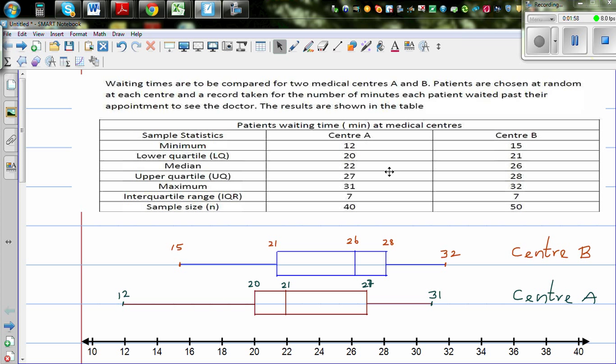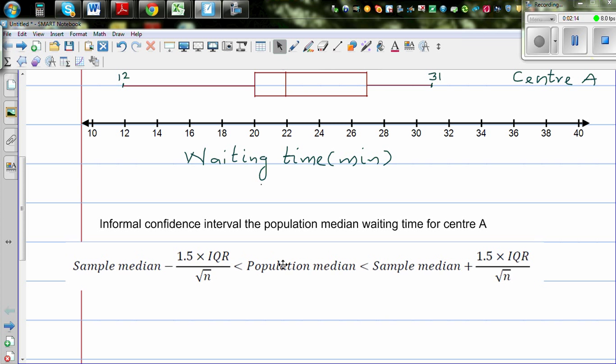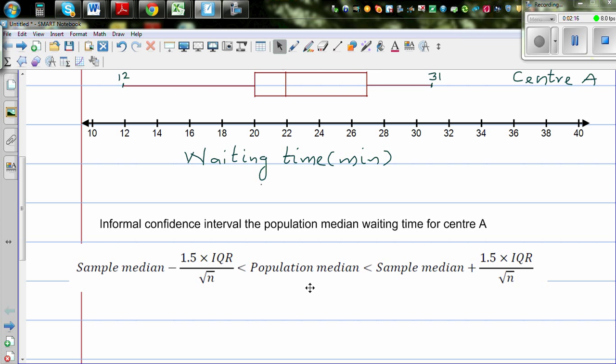We're going to answer this question: is there a significant difference in the waiting time for center A and center B? For that we need to find the informal confidence interval. This is the formula for the informal confidence interval: sample median minus 1.5 times the interquartile range over the square root of n, where n is the sample size. Let's first apply the formula and then I'll explain what it means.